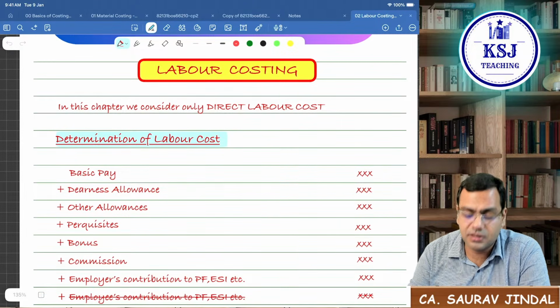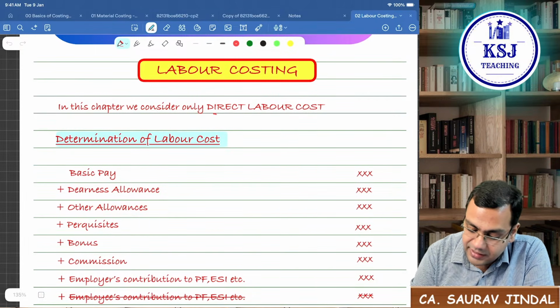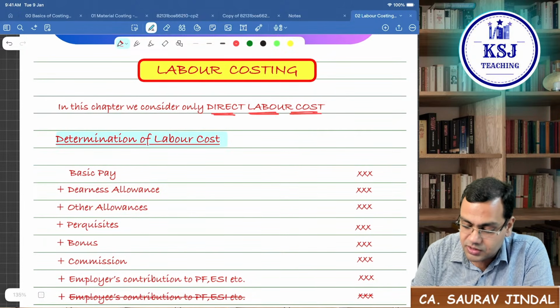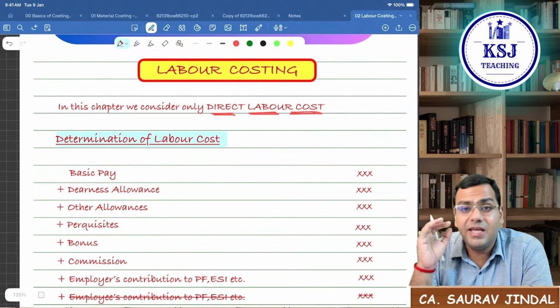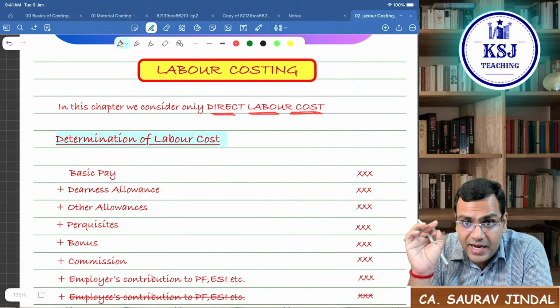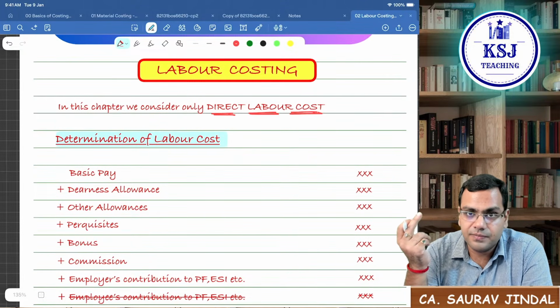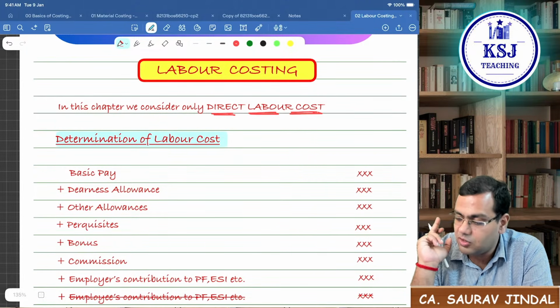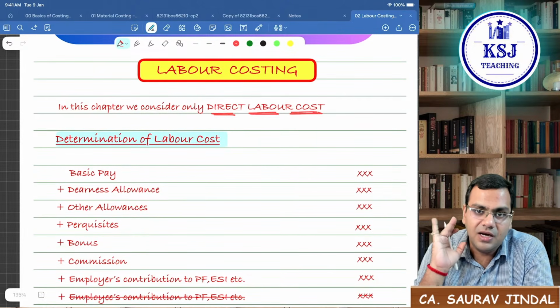Now in this chapter, we will consider only the direct labor cost. So basically, what is a labor cost? Labor cost is any payment being made, right, or to be made to the worker. Any payment which is paid or to be paid to an employee of the factory, that is a labor cost.